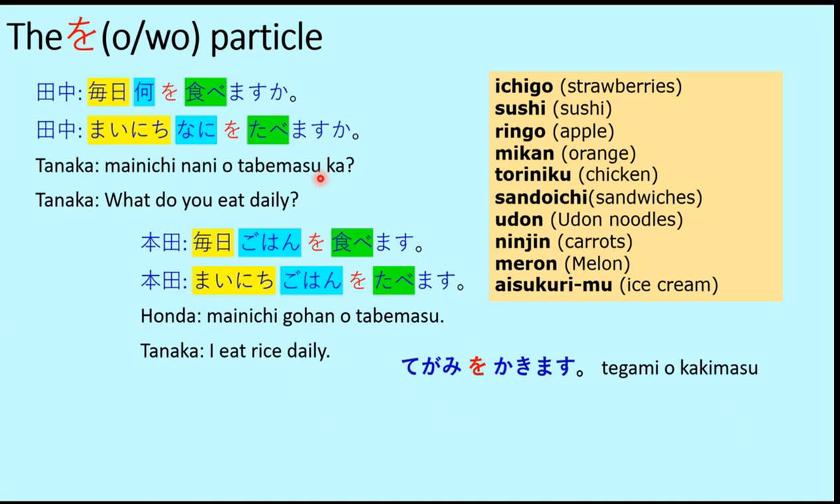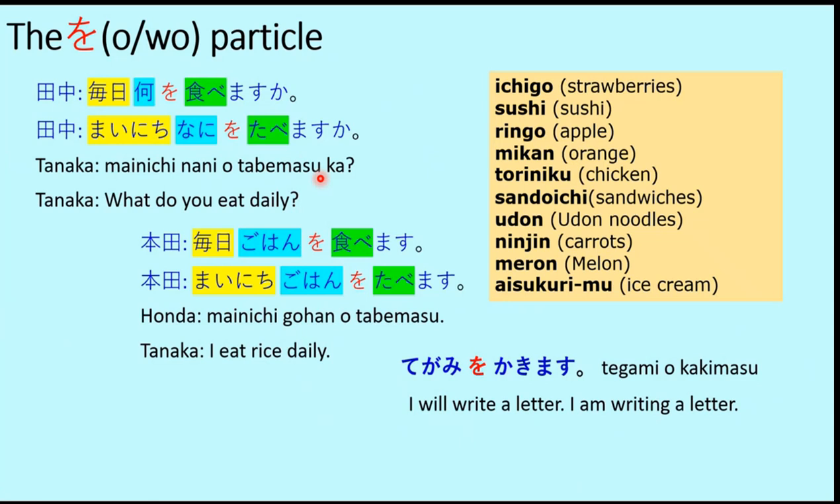So that was to eat. Now a few more verbs. One is kakimasu. Kakimasu means to write. So, tegami o kakimasu. Tegami means letter. So when we say tegami o kakimasu, that means writing a letter. Or, watashi wa tegami o kakimasu. I am writing a letter, or I will write a letter.